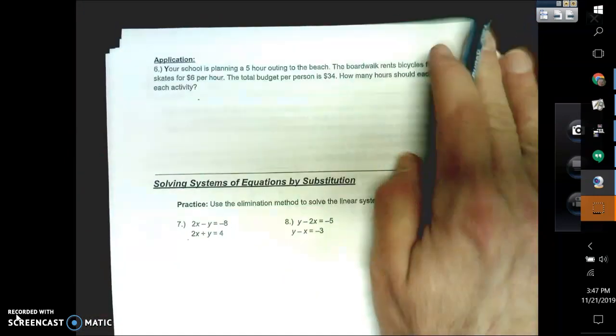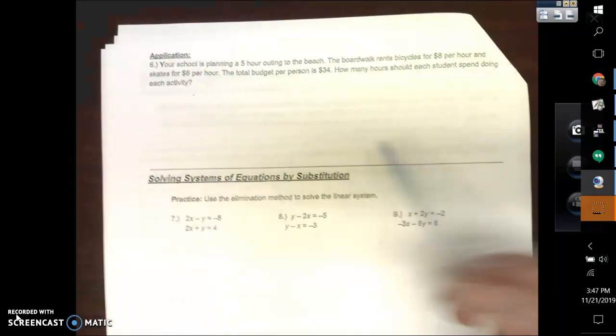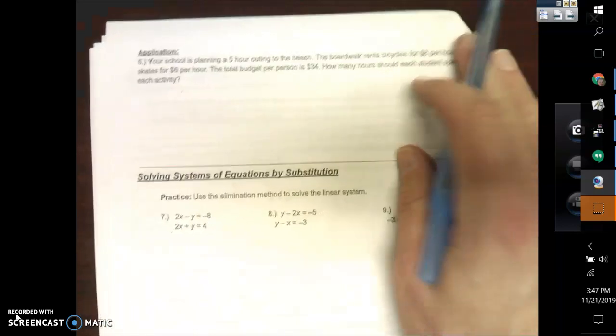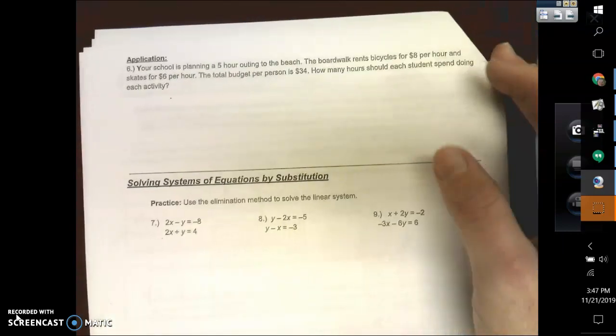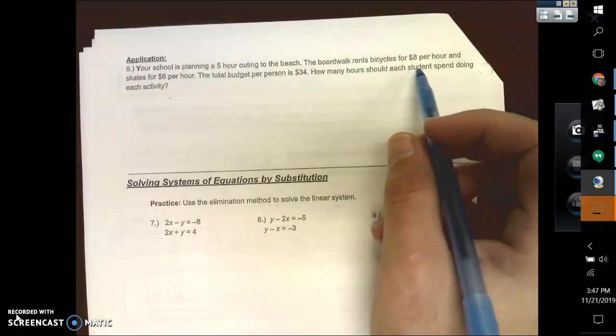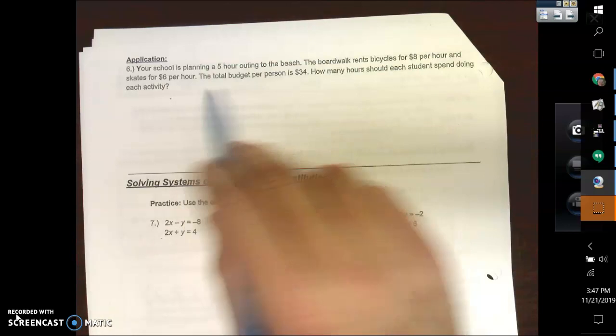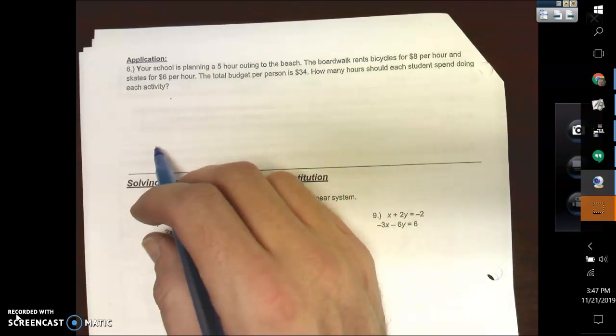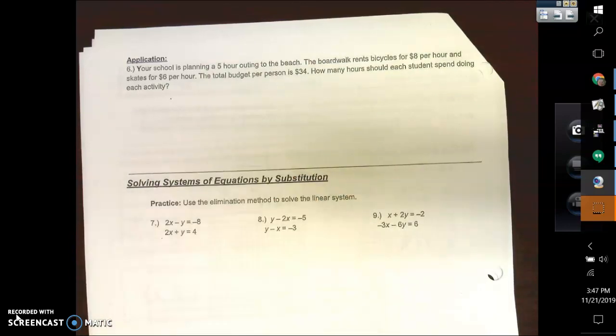Okay, very cool. Now, I showed you guys graphing. I showed you substitution. I'm going to show you elimination pretty soon. Before I get to that, real quick, I'm going to show you guys an application problem. Your school is planning a 5-hour outing to the beach. The boardwalk rents bicycles for $8 per hour and skates for $6 per hour. Total budget per person is $34. How many hours should each student spend during each activity?